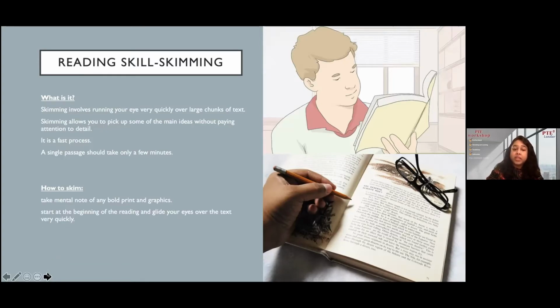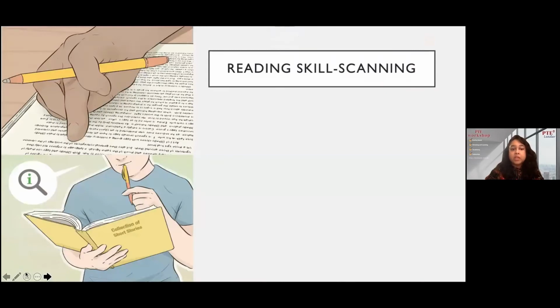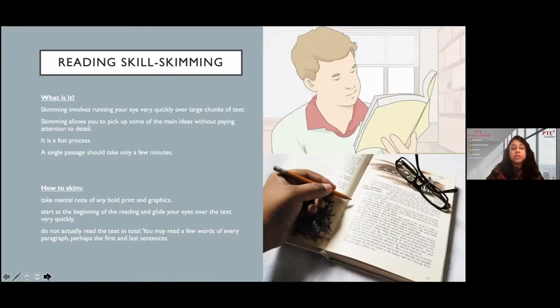Start at the beginning of the reading and glide your eyes over the text very quickly. Always start from the beginning of the text and glide your eyes through it very quickly. Do not actually read the text in total. You may read a few words of every paragraph, perhaps the first and last sentences. You don't have to read everything in detail. Just read a few words from each paragraph, or the first and last sentences, to get the gist of it. So that's all about skimming. Skimming is just to understand the main idea of any text.